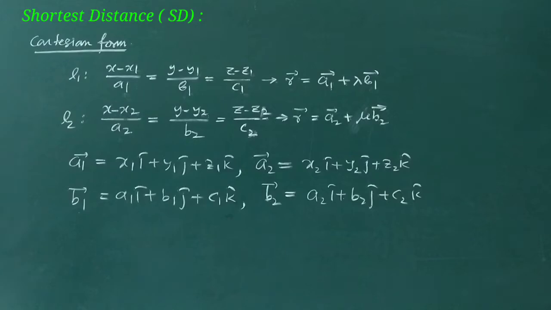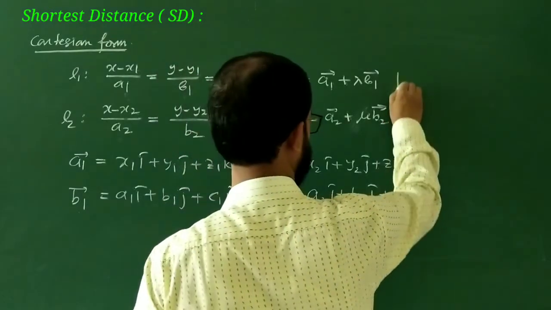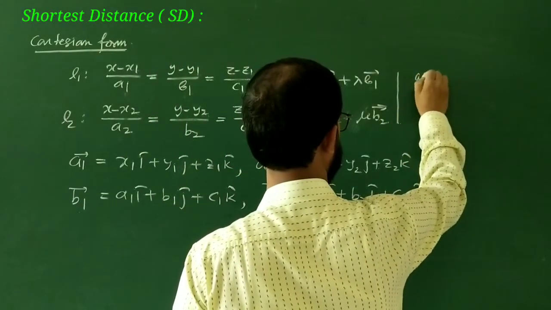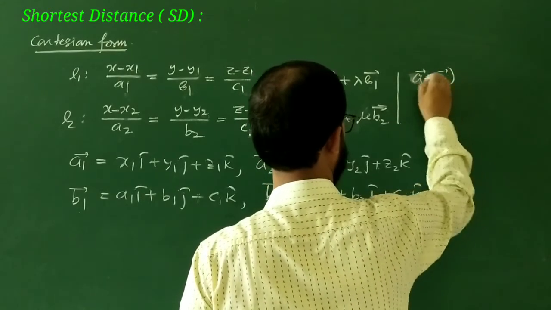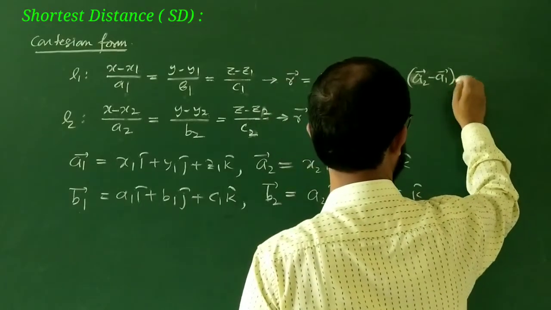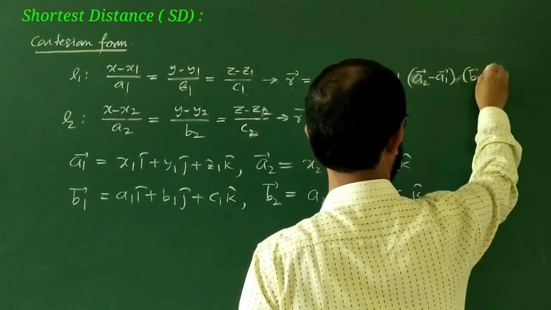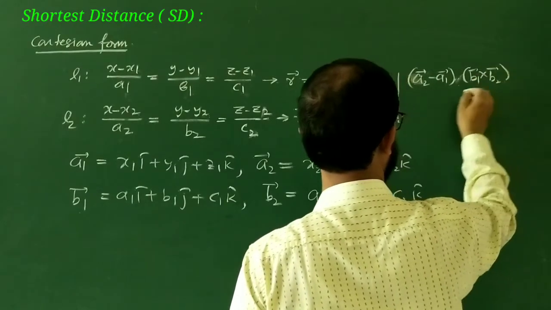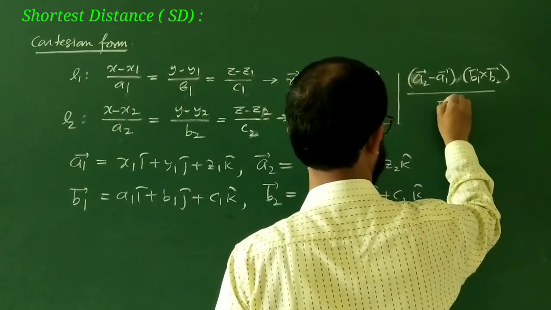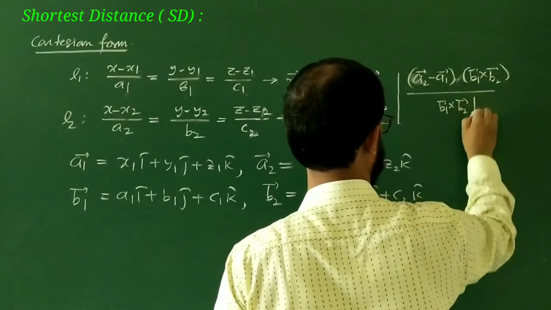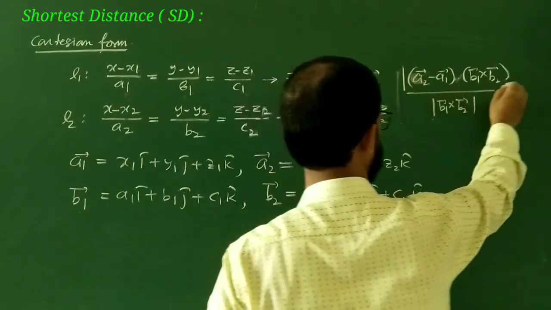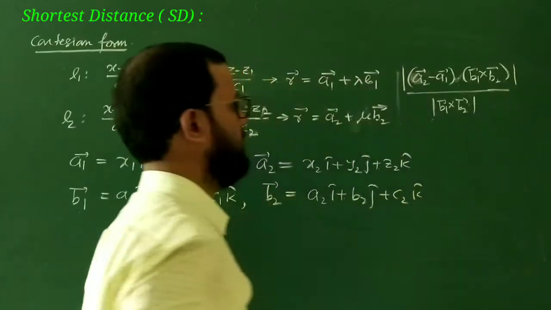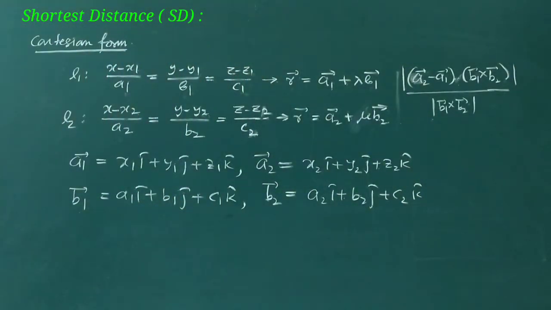Now what is the shortest distance between two lines in vector form? What was the SD in vector form? It was the magnitude of (a2 vector minus a1 vector) dot (b1 cross b2), divided by the magnitude of b1 cross b2. This is your shortest distance between two lines in vector form. Now reduce it into Cartesian form.